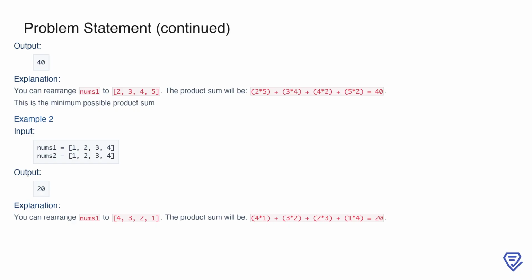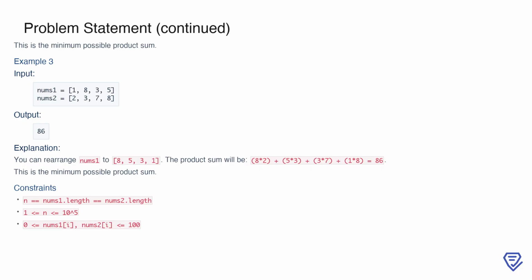In another example, if nums1 is [1, 2, 3, 4], and nums2 is [1, 2, 3, 4], the optimal arrangement of nums1 would be [4, 3, 2, 1]. The product sum then becomes 4 * 1 + 3 * 2 + 2 * 3 + 1 * 4, which equals 20. By carefully rearranging the elements of nums1, we achieve the minimum product sum.